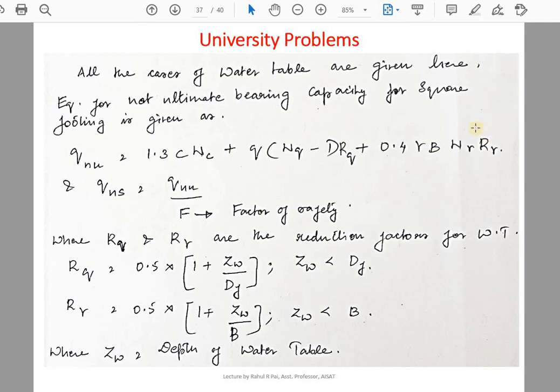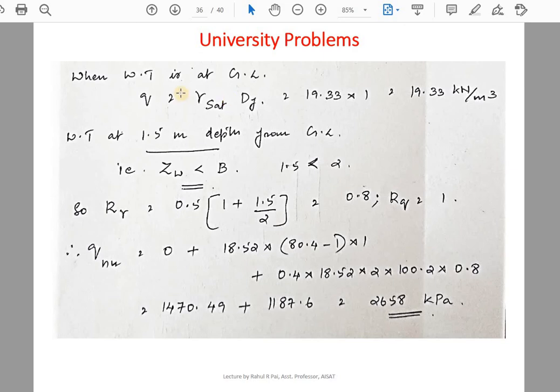Or you can directly, instead of this, use gamma sat minus gamma dash. Then R gamma need not be there. But why are we using this R gamma as 0.5 and not disturbing the gamma? Because when complicated cases are there, you won't be able to solve the problem and definitely there will be mistakes. That is why we always take R gamma as 0.5 for a submerged condition and we give that particular gamma as the gamma saturated. Okay, so keep that in mind.